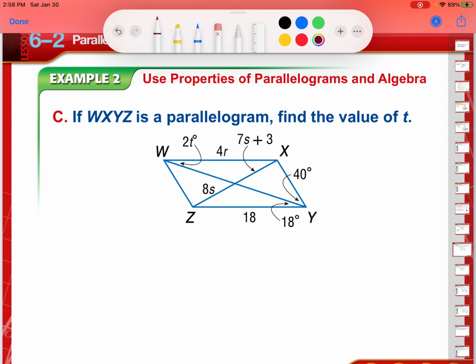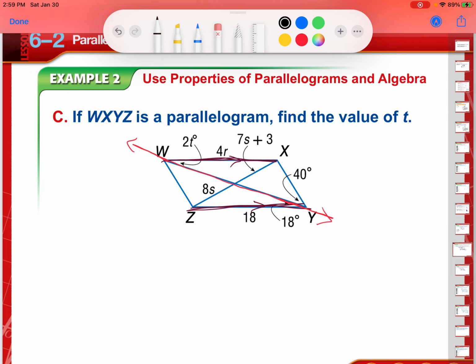If WXYZ is a parallelogram, find the value of T. So, where are our T's? Right away, this is a parallelogram, so we have ZY parallel to WX. Now, I'm going to draw in a red transversal. So we have one line that's cutting through this pair of parallel lines.